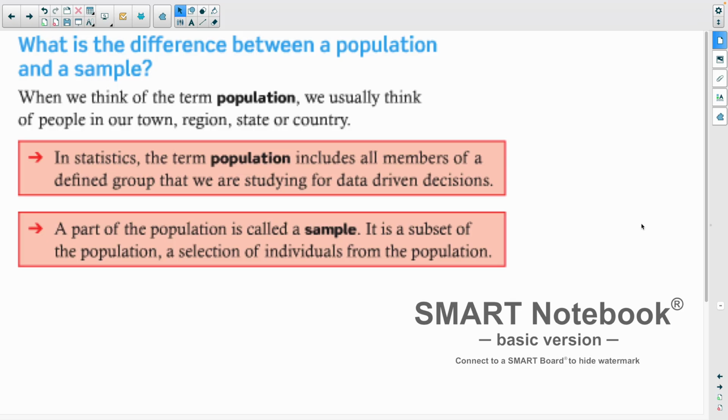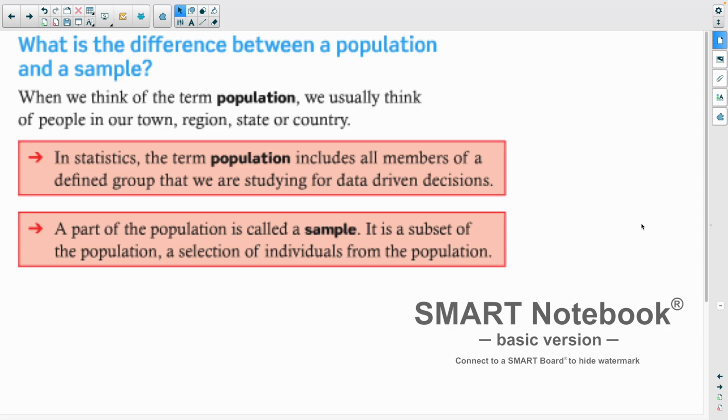Now, the population could be different depending on what you are talking about, like the population of Bryan, Texas, all right? That's one group. We could talk about the population of Bryan High School. That'd be a different group. We could talk about the population of the IB program. That could be a different group. So depending on which group you're talking about, when we define our group, the population is everybody that's a part of that group, okay?